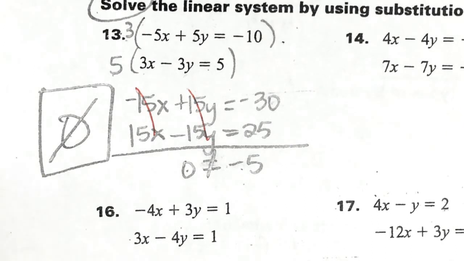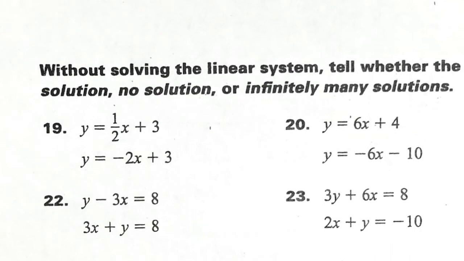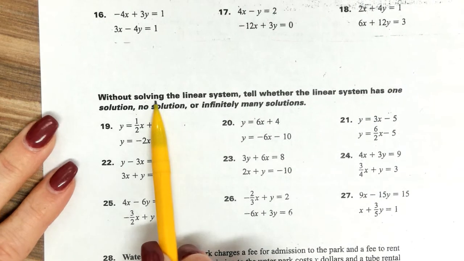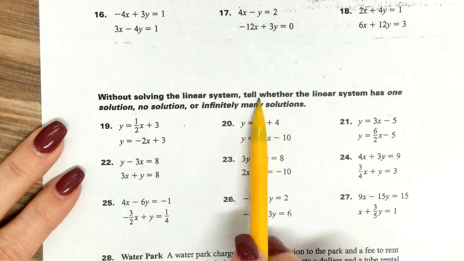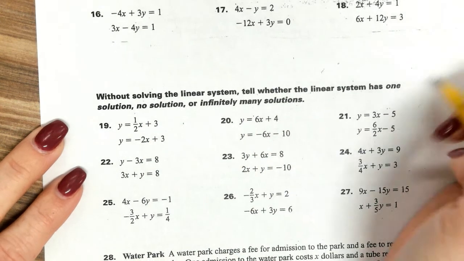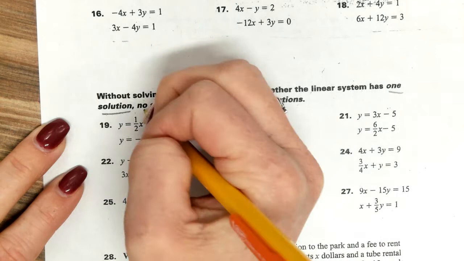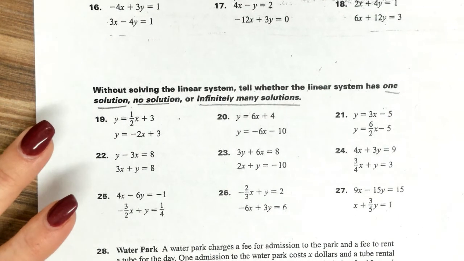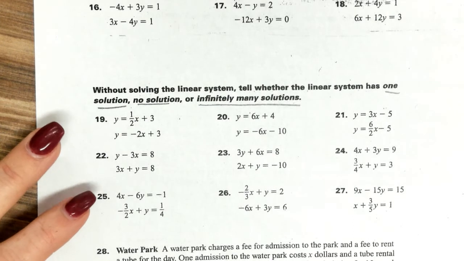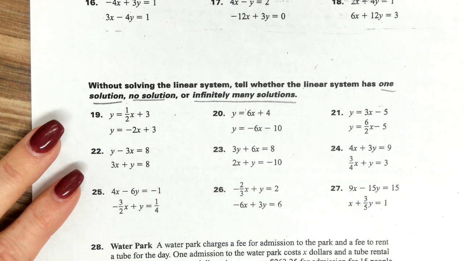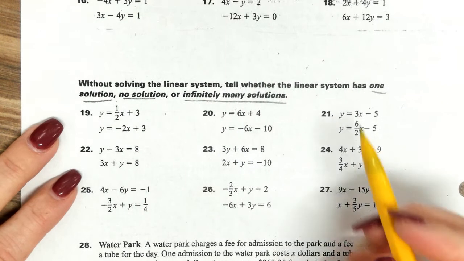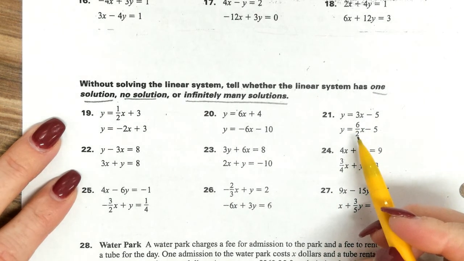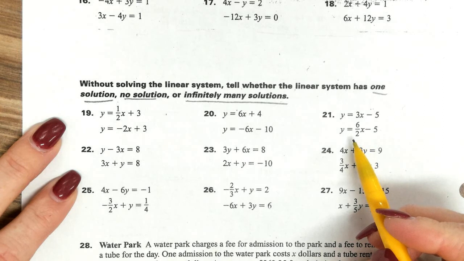Yeah. Okay, the next section, look what it says. Without solving, they don't want you to solve. Tell whether the system has one solution, no solution, or infinitely many. I put them all in y equals mx plus b form. So 19, 20, 21 are done for you. But like 21, see how you have to simplify that slope right there? Because 6 over 2 is really 3.